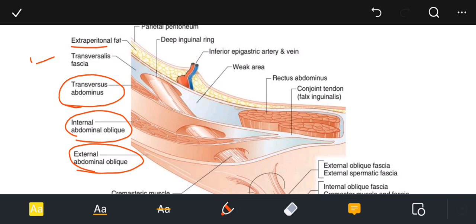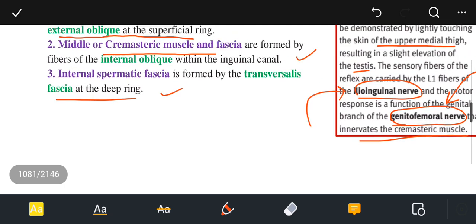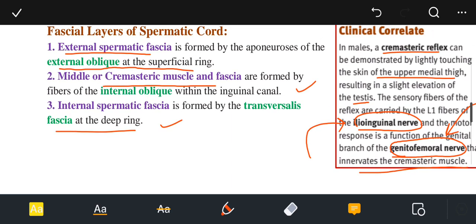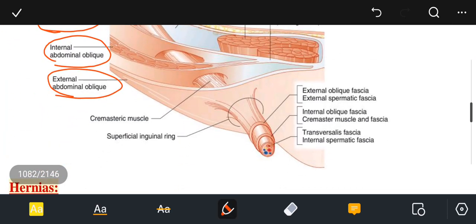Do you remember the components which are derived from all of these structures? From the transversus abdominis muscle, we have the internal spermatic fascia. From the internal oblique muscle, we have the middle cremasteric muscle and fascia, and from the external oblique, we have the external spermatic fascia. So here you can see the cremasteric muscle. It is coming from the internal oblique muscle, right? This is the cremasteric muscle as depicted here.